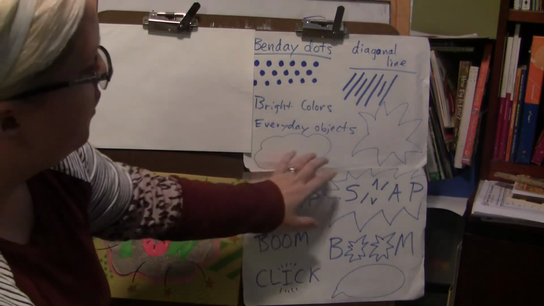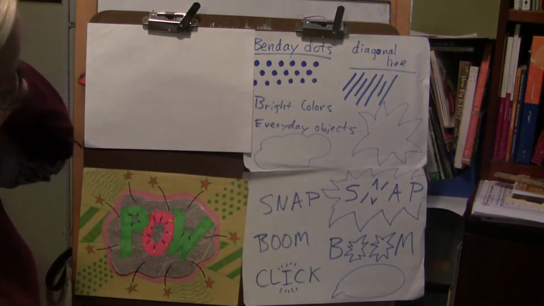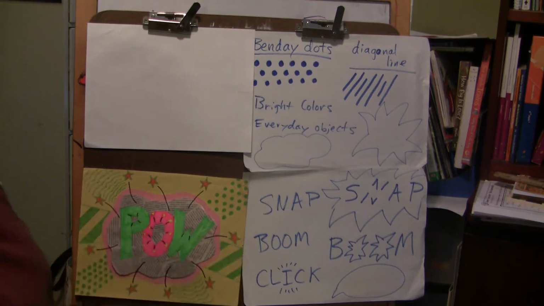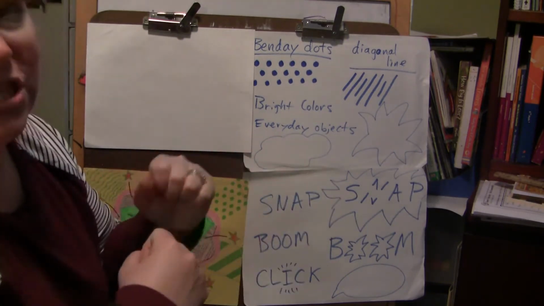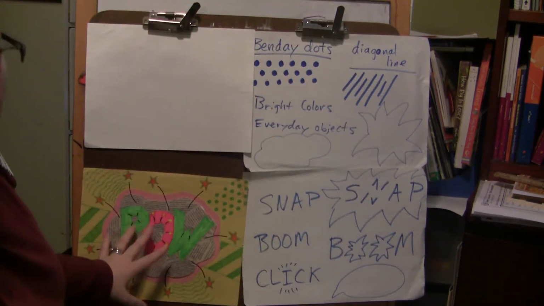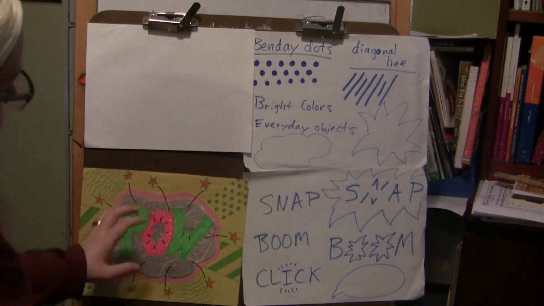Word bubbles are always a good way of showing that. So this example is pow. And you can see the cartoons would punch each other and it would make that, the stars go. So it's kind of that pow sound of like a cartoon.